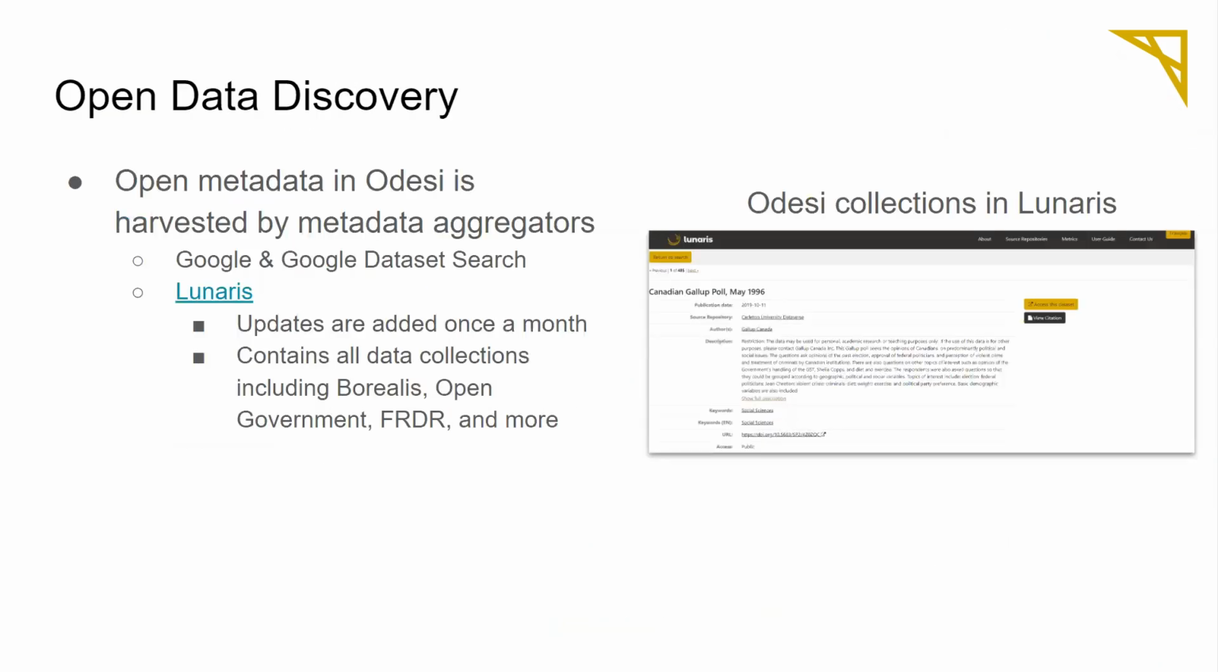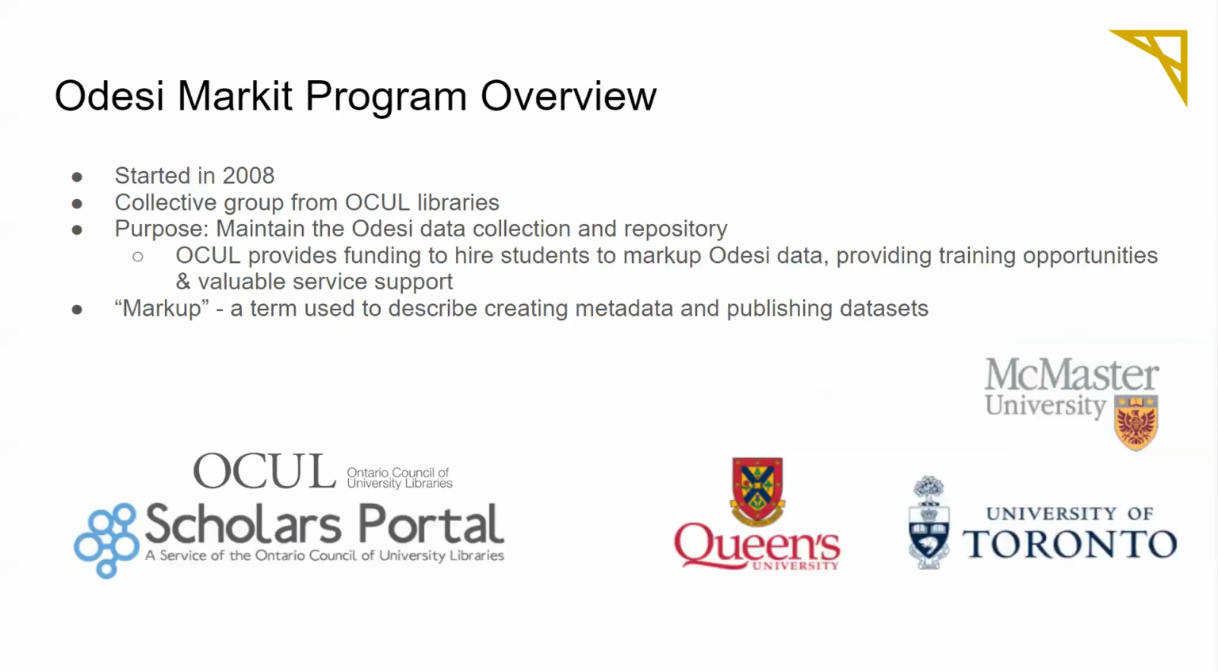I did want to mention that we do have open metadata in Odesi, which is harvested by metadata aggregators, including Google Dataset Search, but also Lunaris. So we learned about Lunaris last hour, and so you can now see Odesi collections in Lunaris, and here's an example of the Canadian Gallup poll, May 1996, discoverable. So if you were to click on the access this data set, you would be able to get to that in Borealis. I wanted to highlight this for everyone.